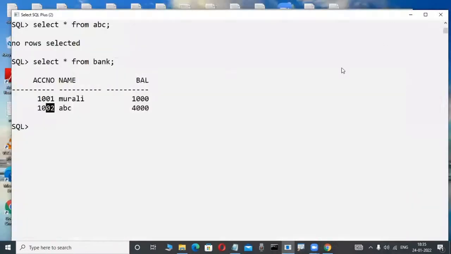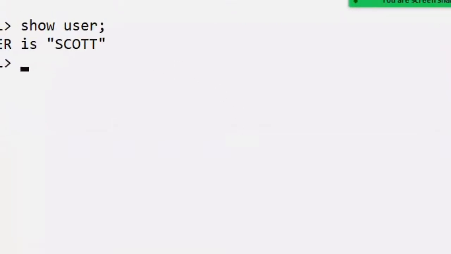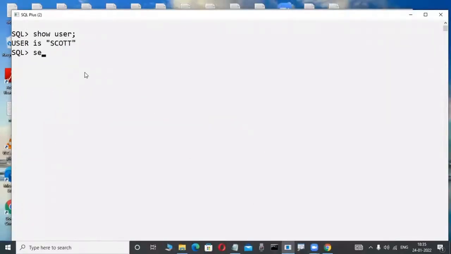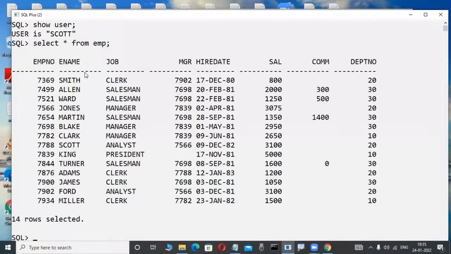For example, a simple example I'm telling. Suppose one employee is there. This employee's name is Scott. Oracle Corporation provides this as a user. Don't worry, you will be familiar with these users in the future. Scott is an employee who has a table, for example the EMP table. Oracle Corporation provides all these tables, and you will be familiar with them in the future. Don't worry.